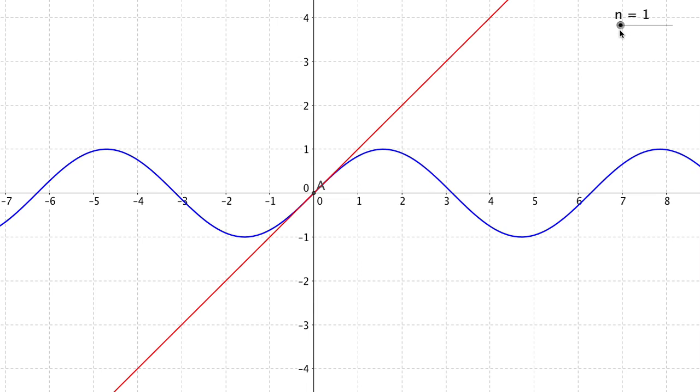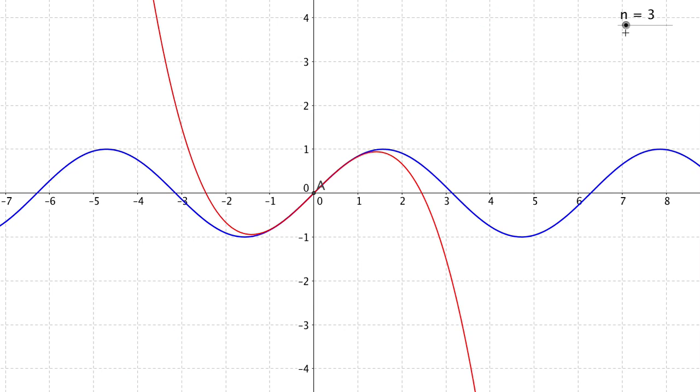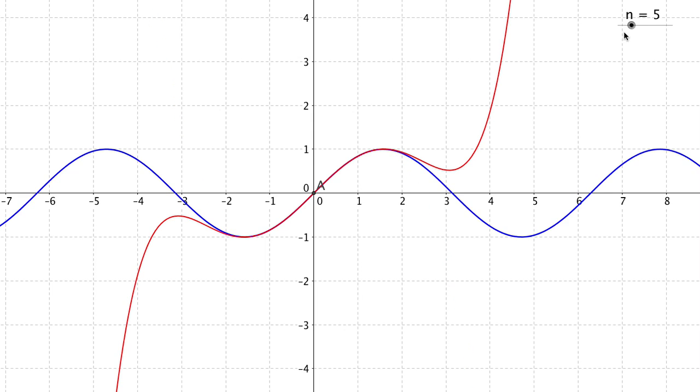Notice, when I go to the 2nd degree, since the a2 was 0, I had no x squared term, it doesn't change my polynomial. But when I go to the 3rd degree, it adds on that negative 1/6 x to the 3rd, and we get this, and it's a better approximation. And then 4th degree, I didn't have a term, but when I add the 5th, I add on the 1 over 120 x to the 5th, and we get this.